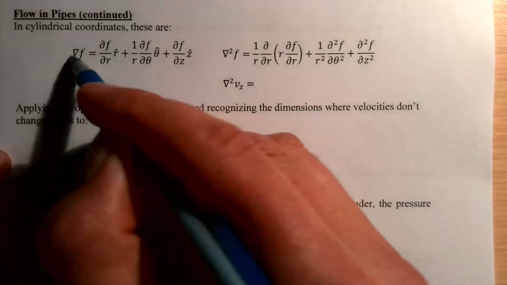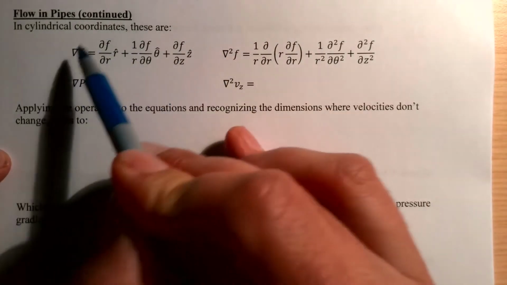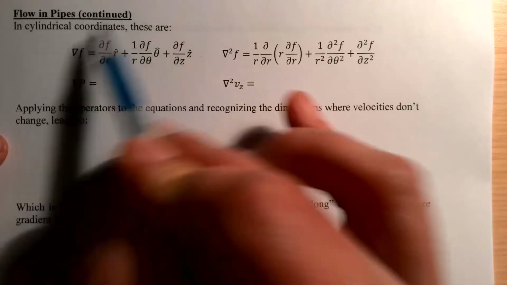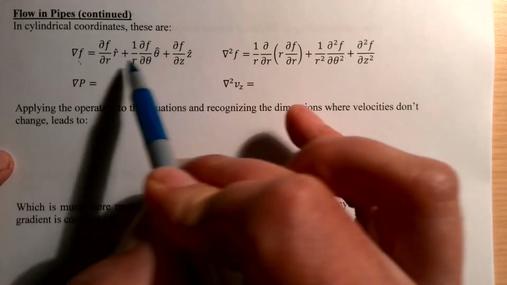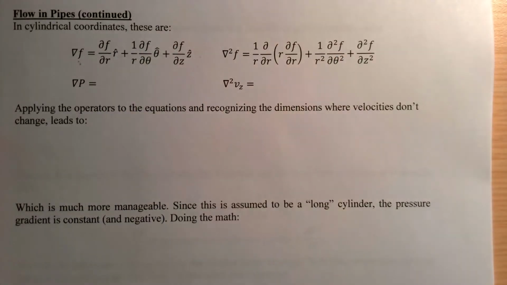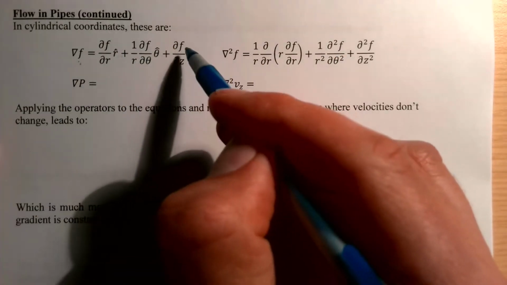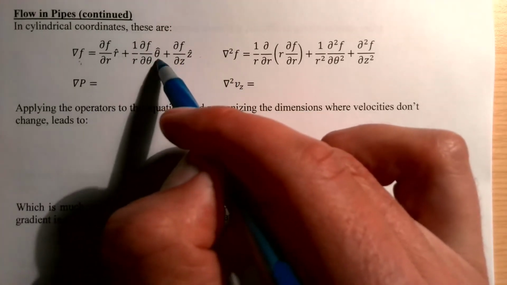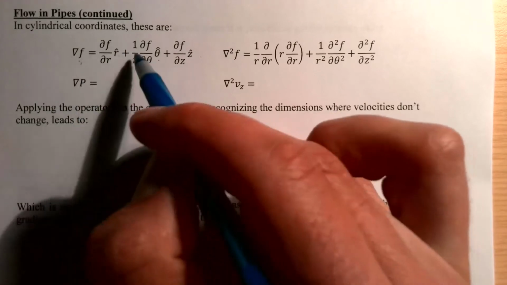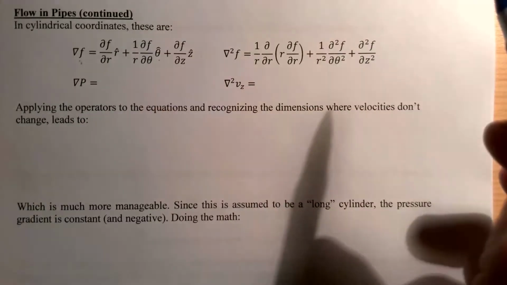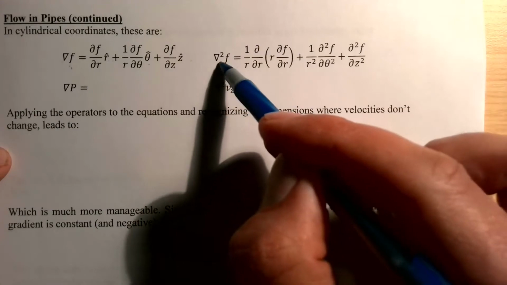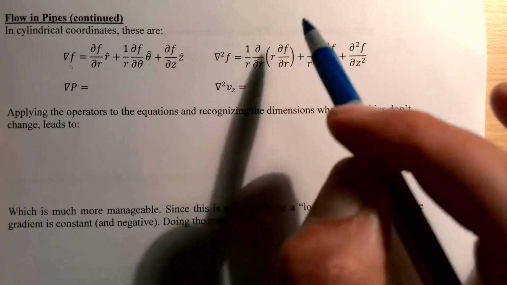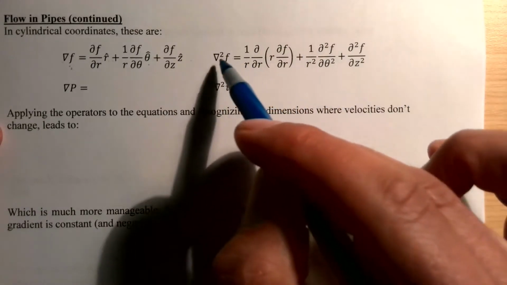So del f of some function f, if we have unit vectors in the r, theta, and z directions, these are the partial derivatives in each of those. The f and z terms look similar to x, y, z, but this theta term, because you're just going around, has to have this 1 over r in there to make the units work out. And likewise, our del squared, when you do the dot product of this with itself in these coordinates, this is what del squared ends up looking like.